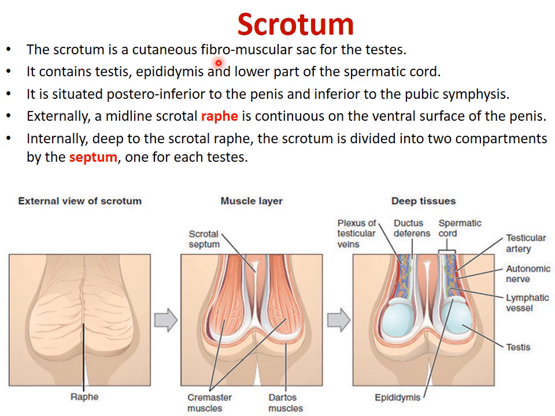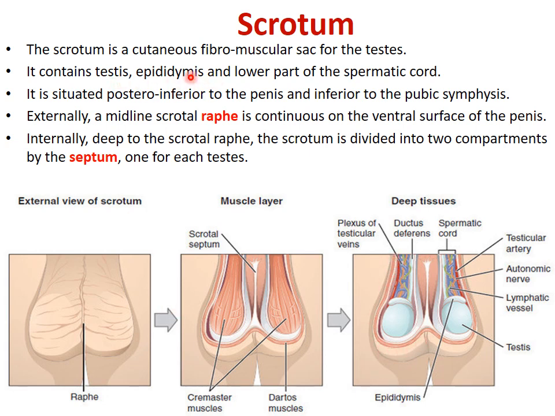The scrotum is a cutaneous fibromuscular sac for the testis. So it keeps the testis inside. It is fibromuscular. So this sac that is keeping the testis consists of fibers and muscles. So that's why it's called fibromuscular.